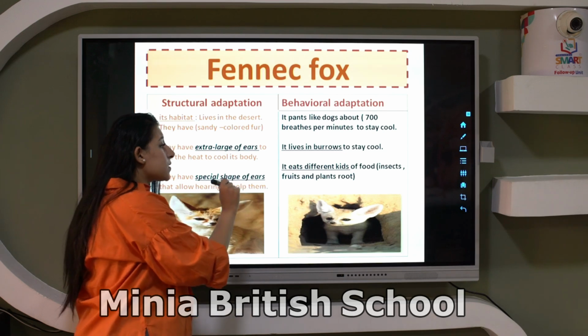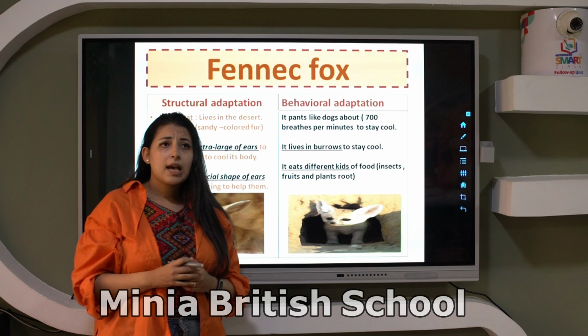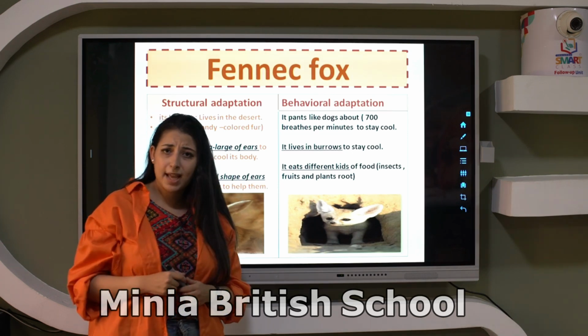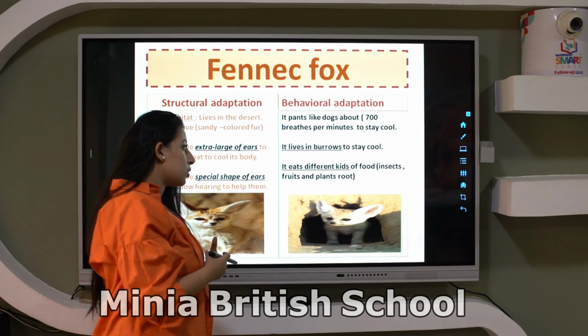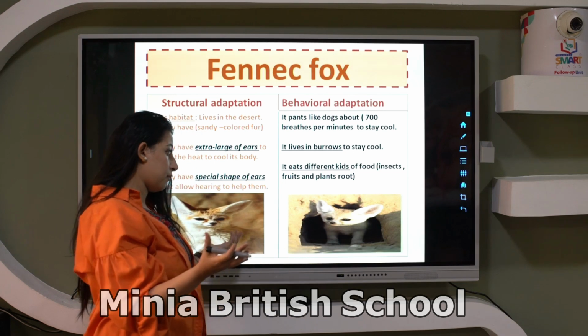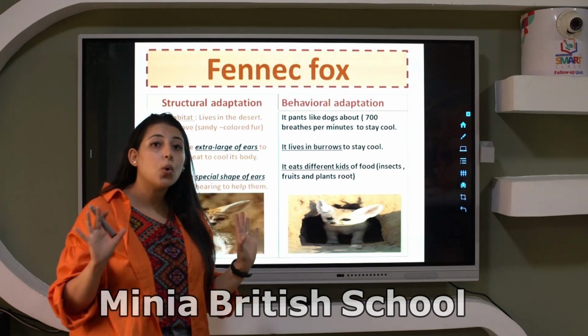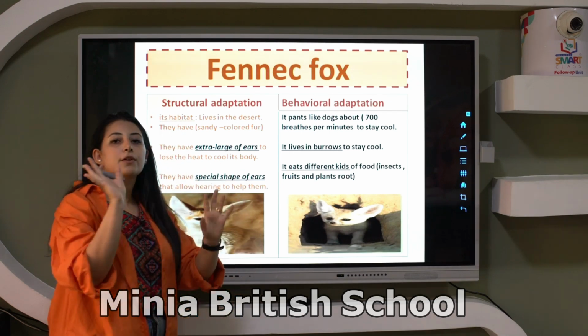Okay, it also eats all types of food. We know that the desert is a dry environment. It has fewer types of plants, so it has no options. It has no choices in front of it, so it can eat all types of food: plants, animals, any type of food in front of it.